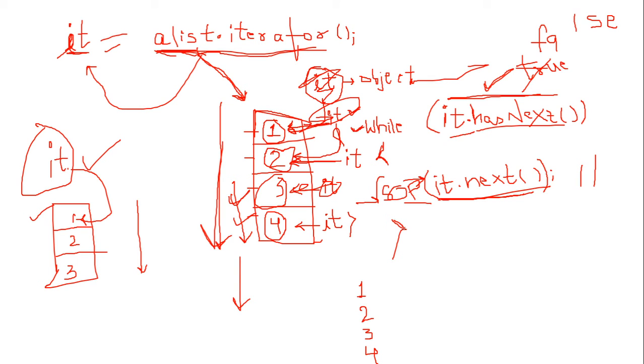So this is how these two methods, hasNext and next, will help in retrieving the output from our ArrayList. So is it clear to you all? Then I will also show you a practical way of doing it.